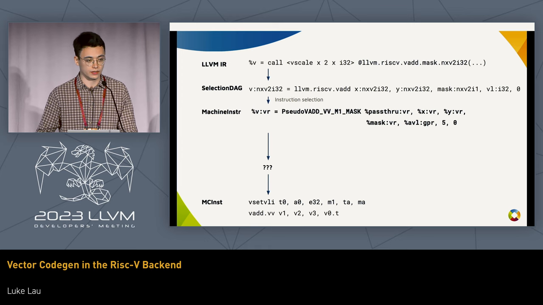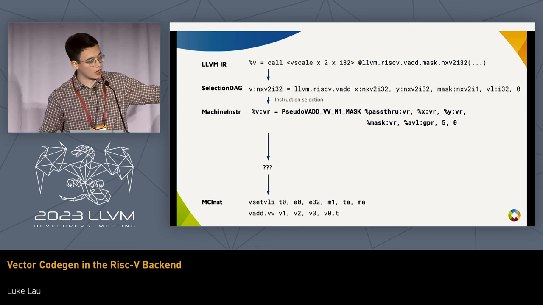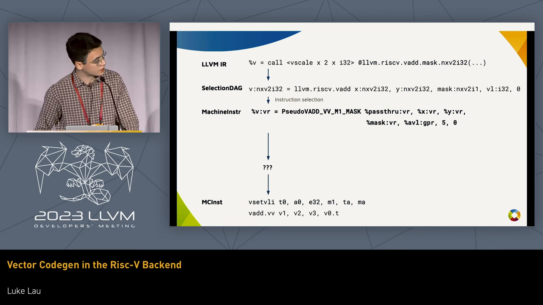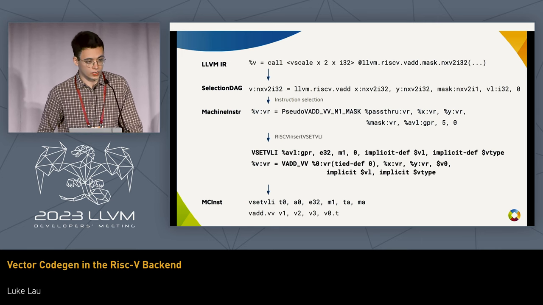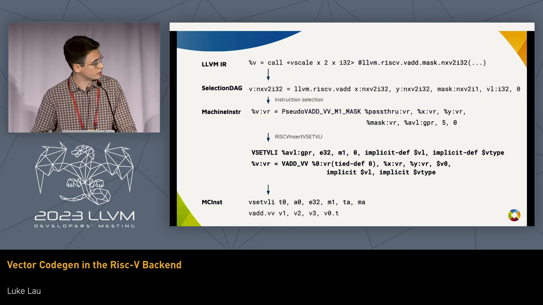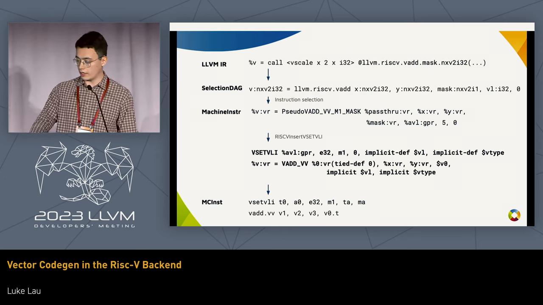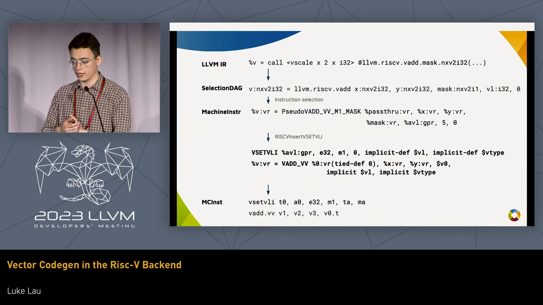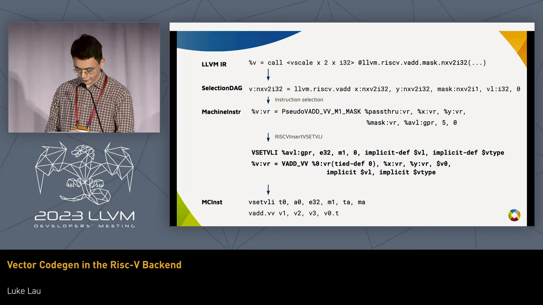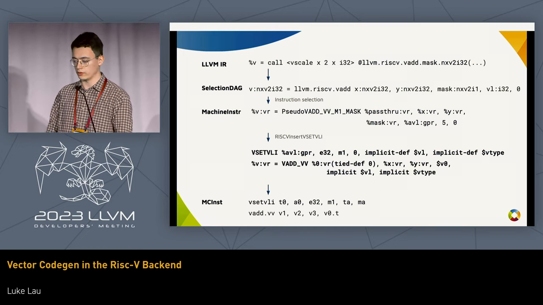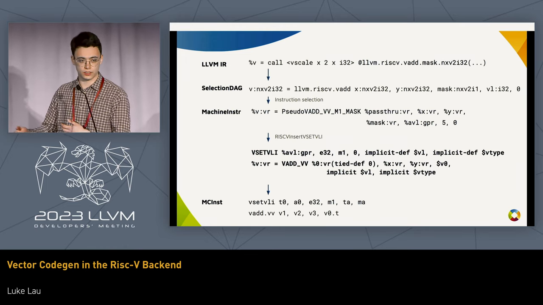But the key takeaway here is that these will contain all the operands needed to preserve the semantics of this instruction. We then have a separate pass called the RISCVInsertVSETVLI pass, which will insert the vsetvli instructions. It will take these pseudo instructions and expand them out into the necessary vsetvli and underlying vector instruction. But you might be wondering, why do we bother with the pseudo instruction to begin with?